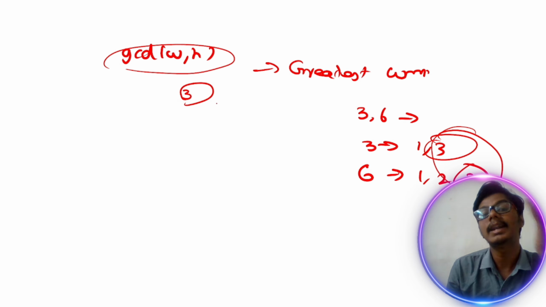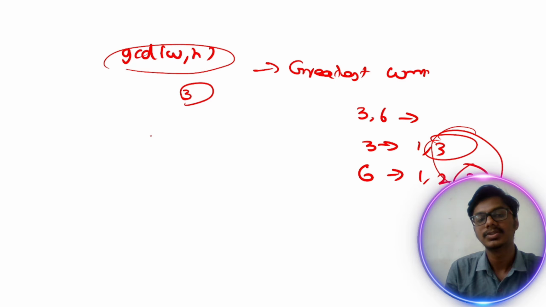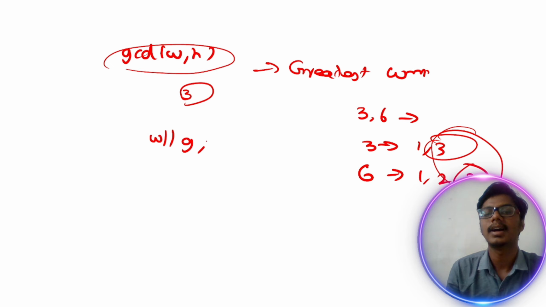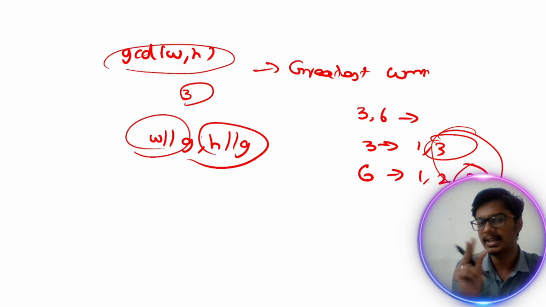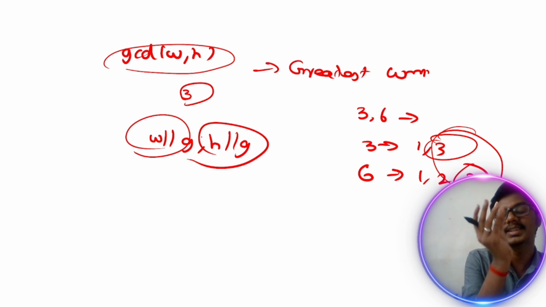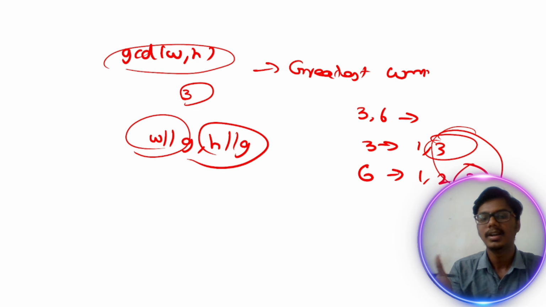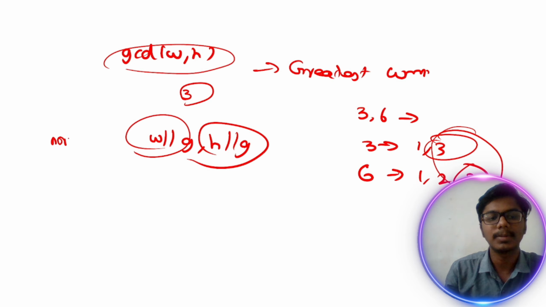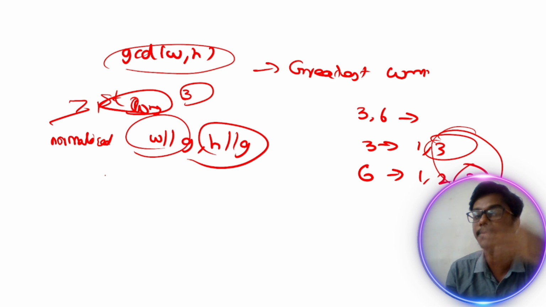With the help of the GCD, I simply reduce the width and height: width divided by G, and height divided by G. I'm dividing both numbers with the help of the GCD, so we get the normalized reduced form. So we handled the first disadvantage, and we are making it an advantage.